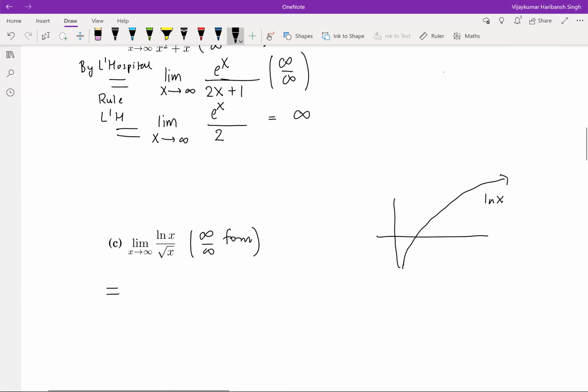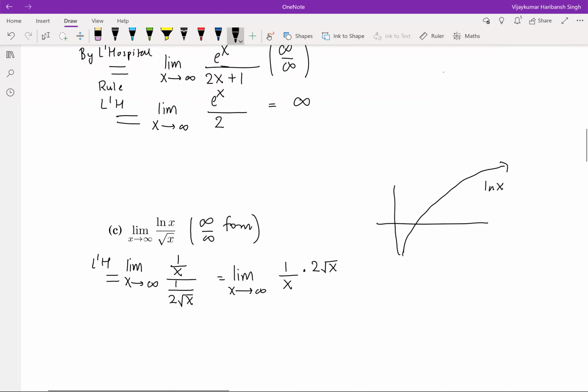So therefore, by L'Hopital's rule, this is going to be the limit as x goes to infinity. Now, the derivative of ln x is 1 over x. What is the derivative of square root of x? 1 by 2 root x. Now, this can be simplified as x goes to infinity, 1 by x times 2 square root of x, which is going to be the limit as x goes to infinity of 2 by square root of x. And as x goes to infinity, 1 over that power goes to 0. So this will become 0.